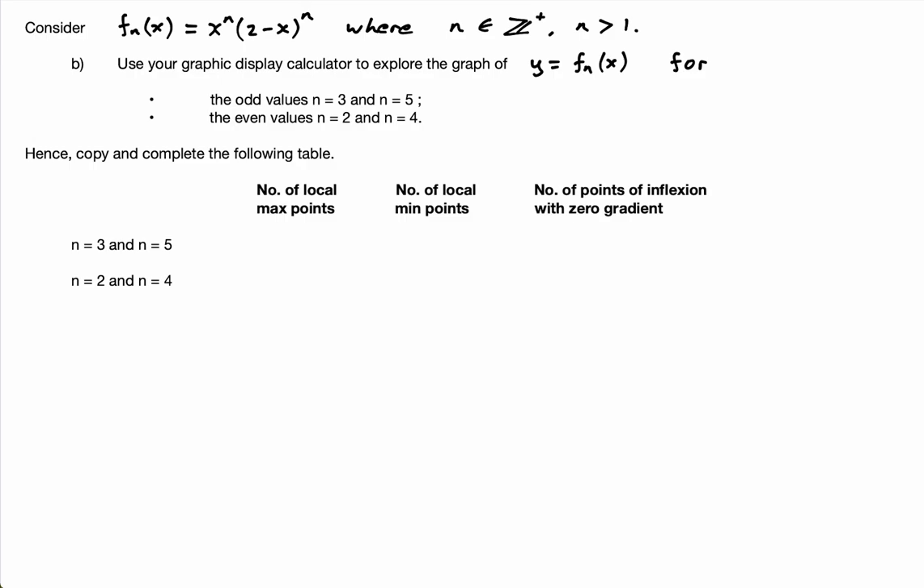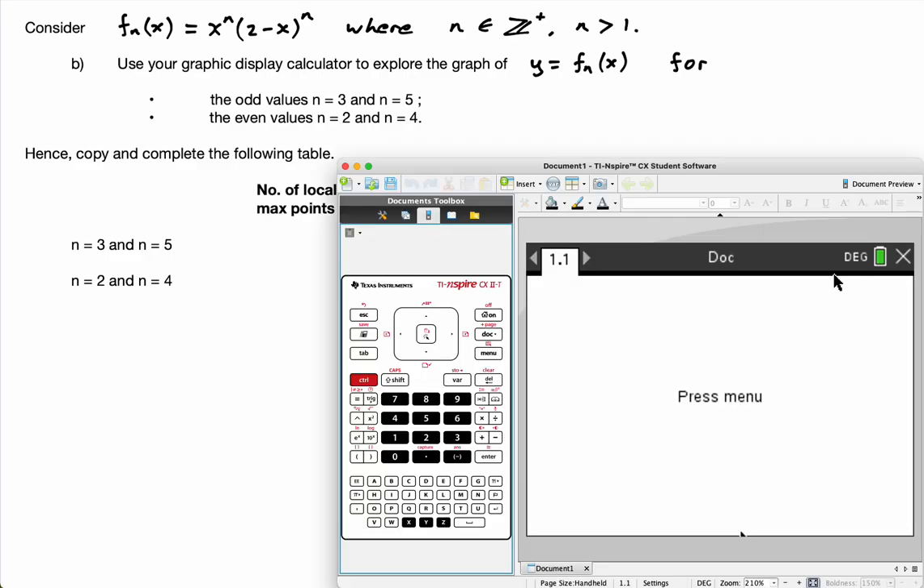Okay, so the next part of this question says, consider this function, n is greater than 1. Use your graphic display calculator to explore the graph of this function for odd values n equals 3 and n equals 5, and the even values n equals 2 and n equals 4, and then complete the following table.